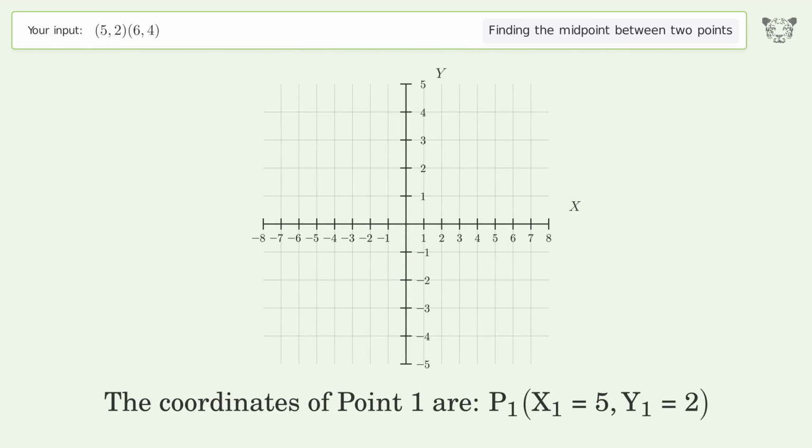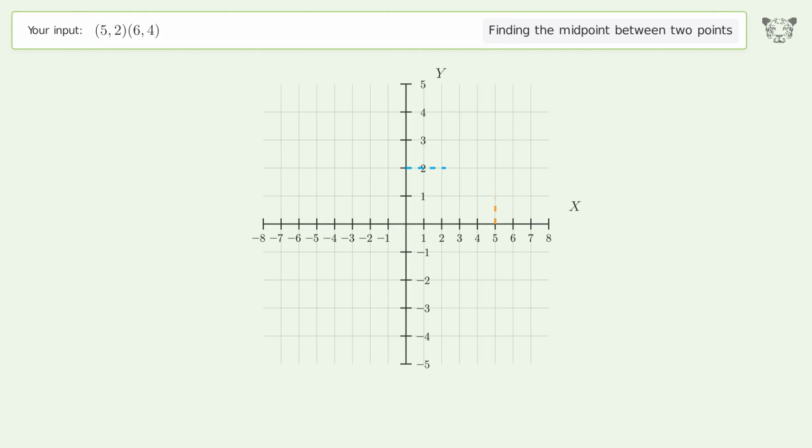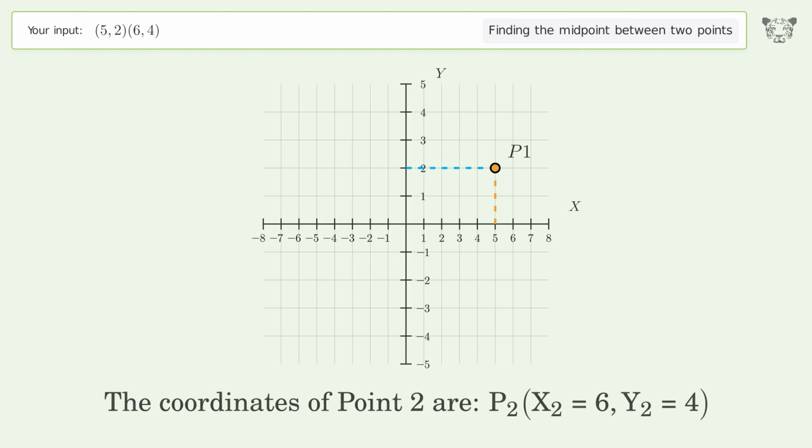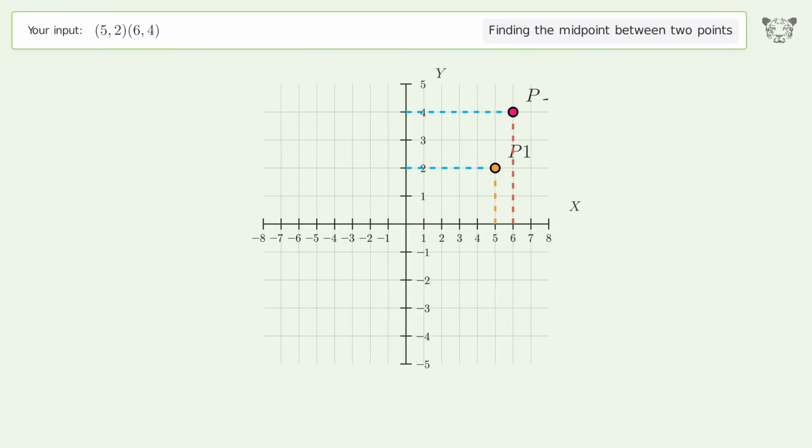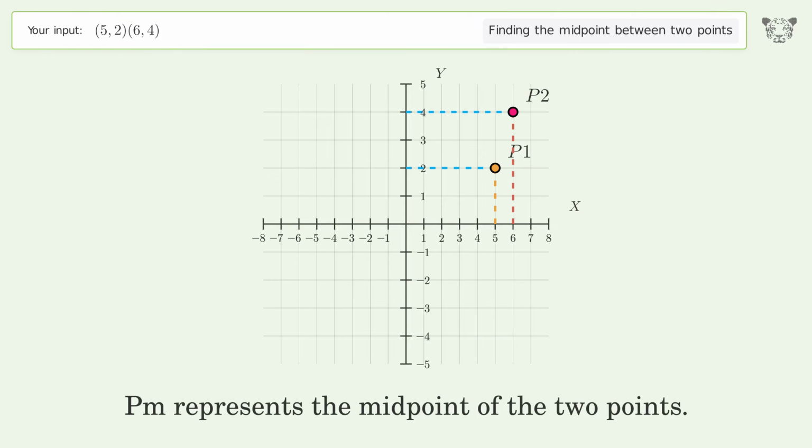The coordinates of point 1 are x1 equals 5, y1 equals 2. The coordinates of point 2 are x2 equals 6, y2 equals 4. PM represents the midpoint of the 2 points.